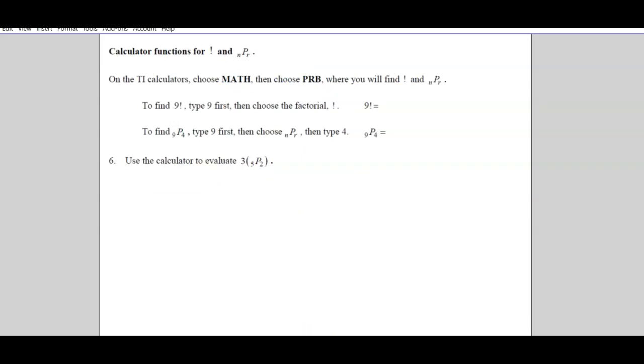So, we've already done this. This you can do on your own. That's just in your calculator. We've already done that. I did it in a little bit different order.